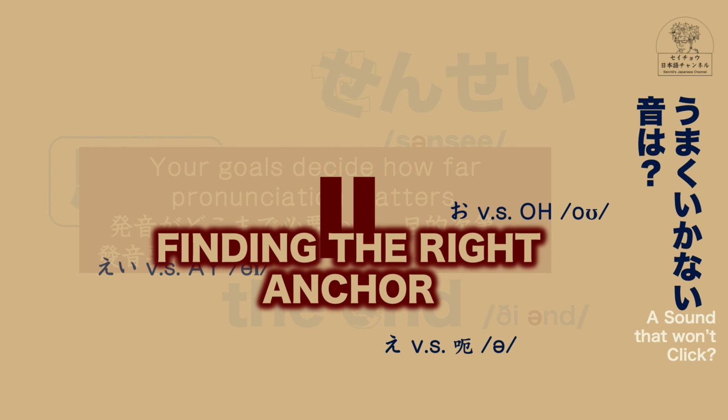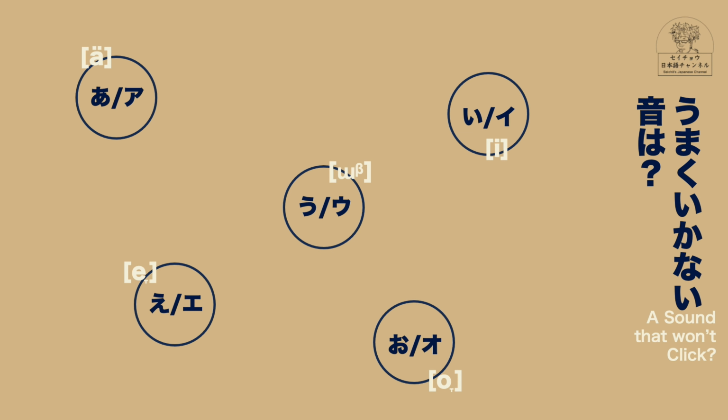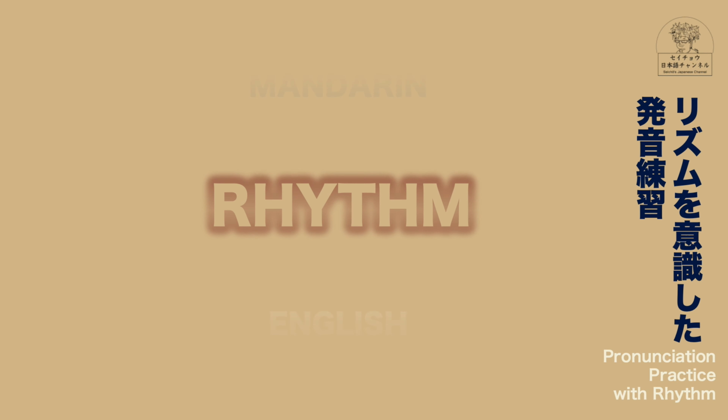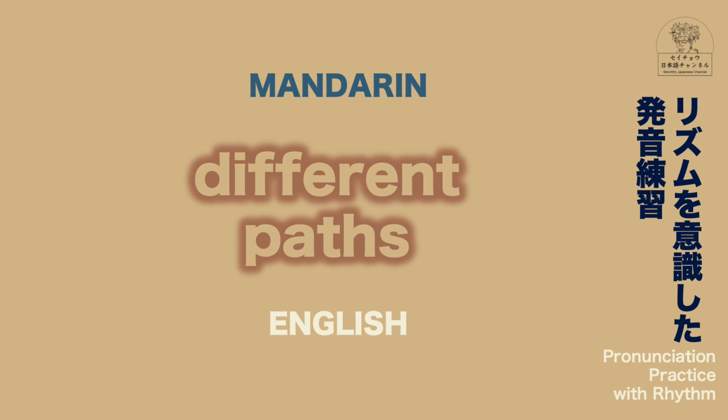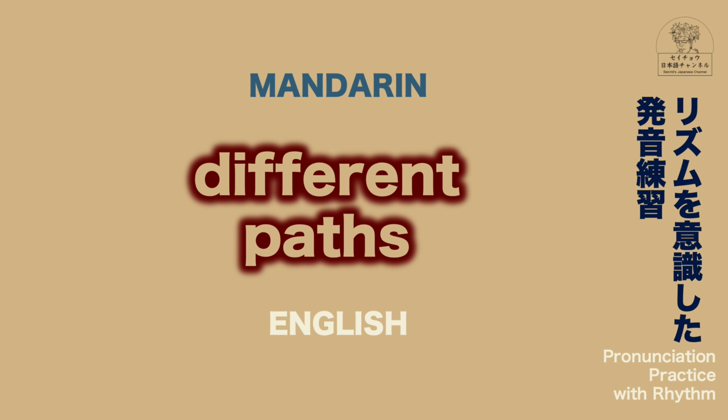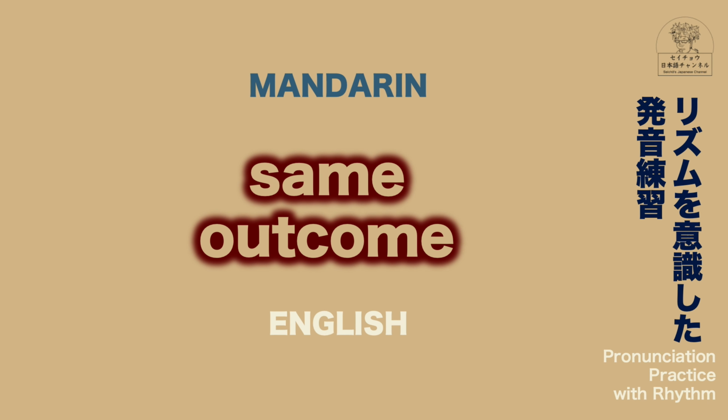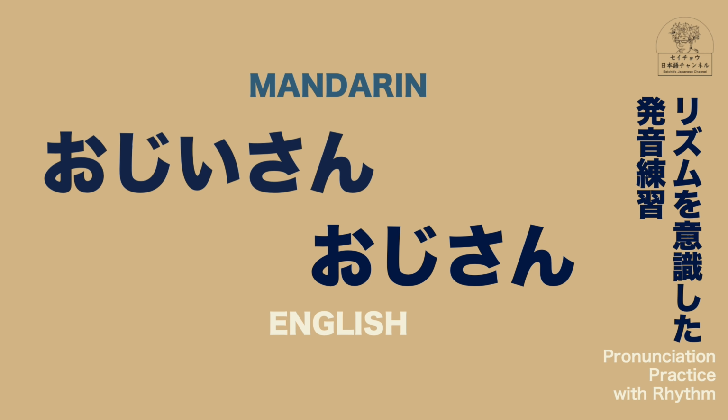Based on my own learning and teaching experience, for both native English speakers and native Mandarin speakers, producing the 5 Japanese vowels by themselves is actually not that difficult. The real challenge begins when you start speaking Japanese in full words and sentences. That's when rhythm problems show up. Native English speakers and native Mandarin speakers struggle for different reasons, but they often run into the same result in the end. A very typical example is confusion between oji-san and oji-san.